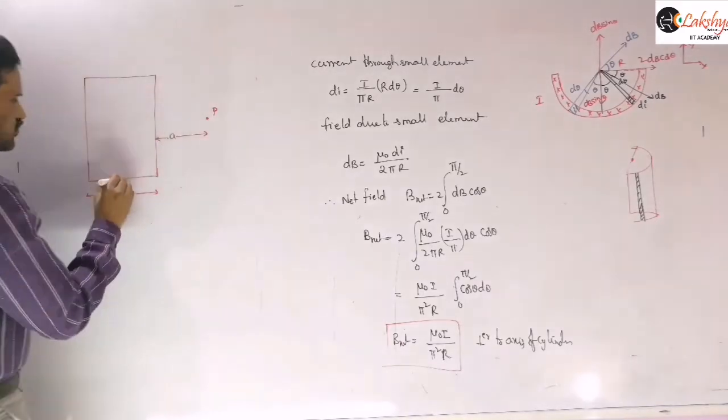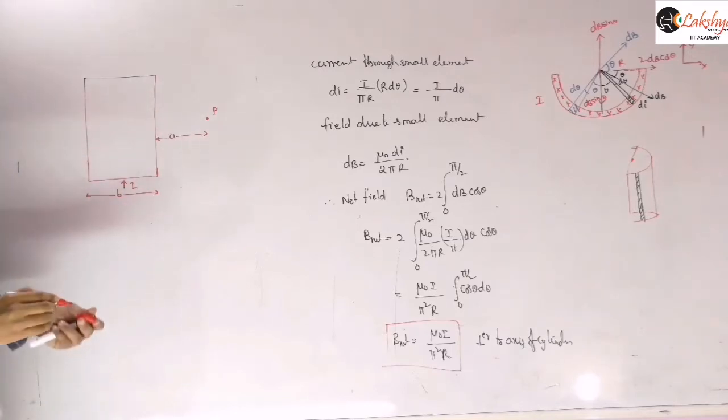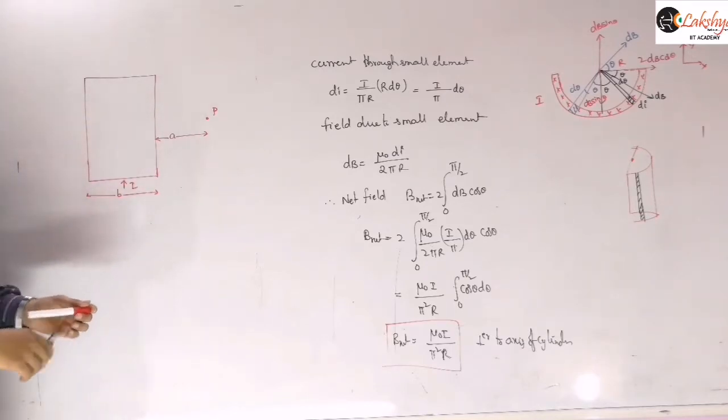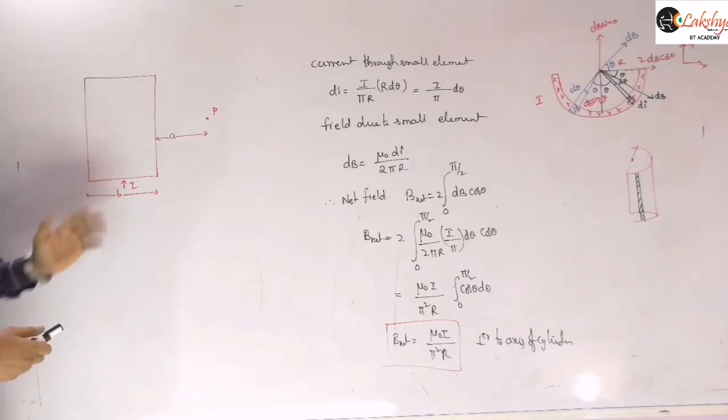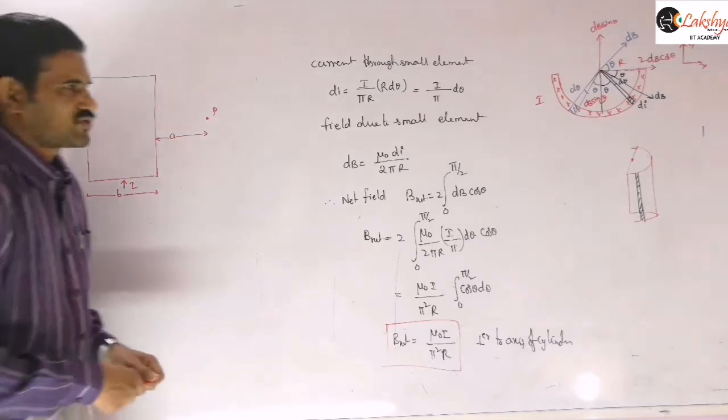So this I is the total current flowing in this direction, current entering here is I, we can consider there, right? So that is the thing we need to consider. That is the problem here: we need to find the magnetic field at this point lying in the same plane, right? So just mention that problem.